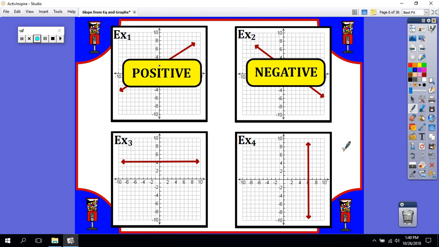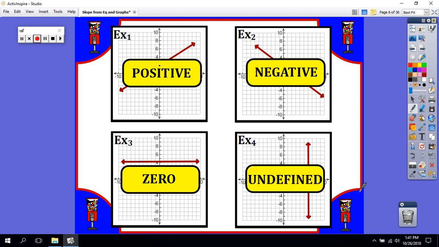Example 3. We start on the left side of the graph, and as we move right, we notice it is a flat line from left to right, which is known as a horizontal line. What type of slope does a horizontal line have? Zero slope. Underneath that graph, please write 0. And the last type we notice is a vertical line up and down. And it has what type of slope? Undefined. So write undefined under that one.